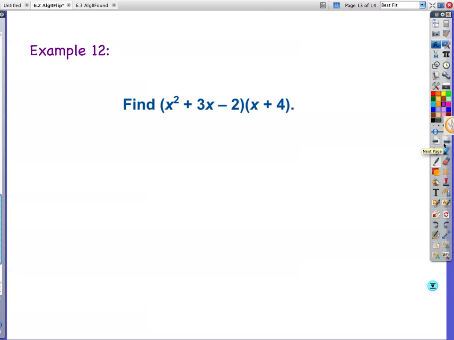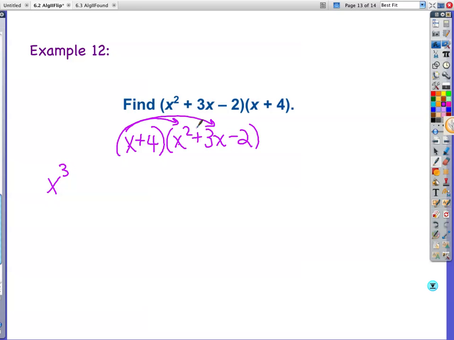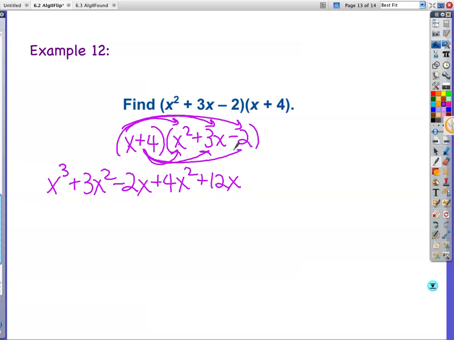Example 12. Kind of just like the other one, just different numbers. Once again, you could take x times everything in the parentheses and then take 4 times if you want to do that. But I just think in general, most of us are going to like to see it this way. So it's probably worth your time to do that. All right, I'm taking x times x squared, x cubed. X times 3x, plus 3x squared. X times negative 2, negative 2x. 4 times x squared is 4x squared. 4 times 3x is 12x. 4 times negative 2, negative 8.